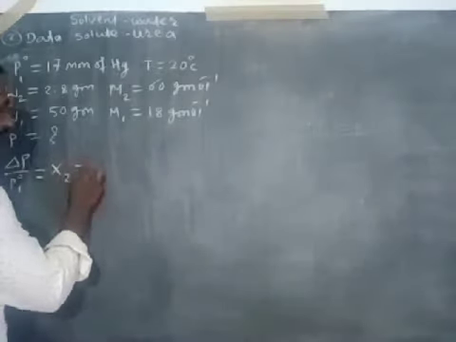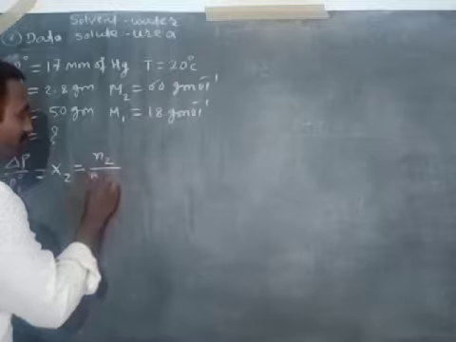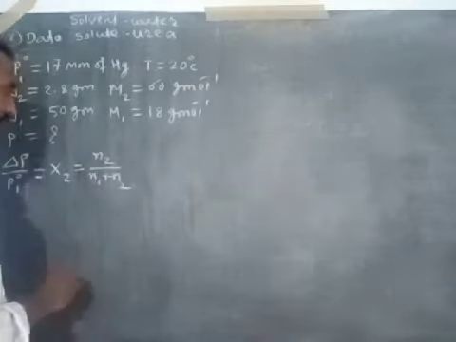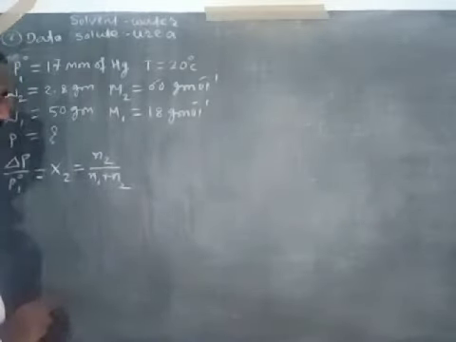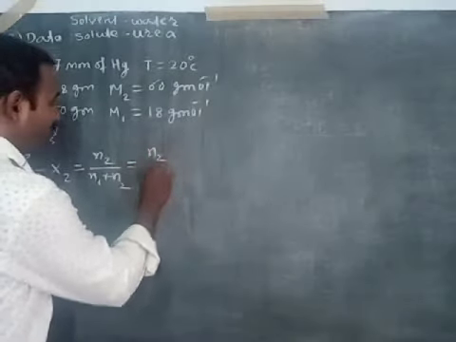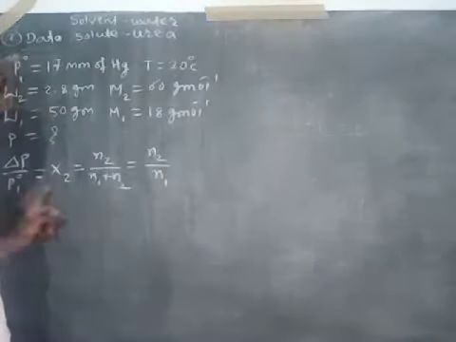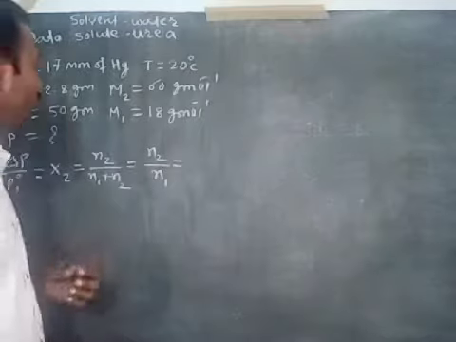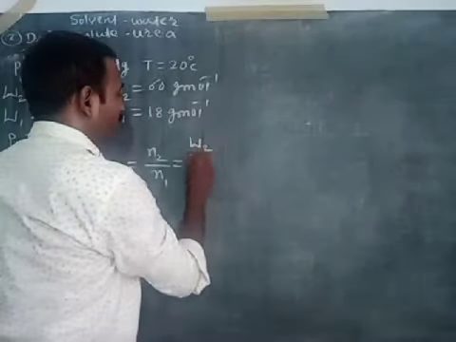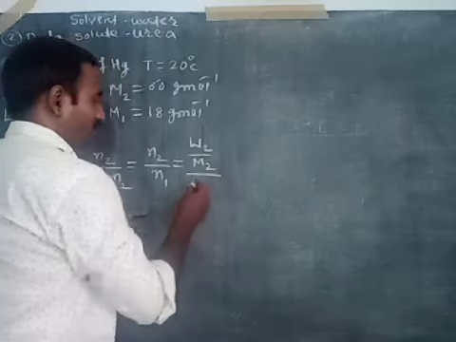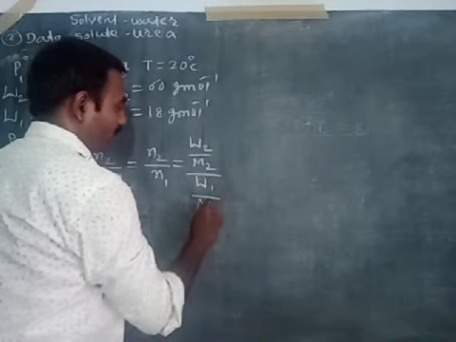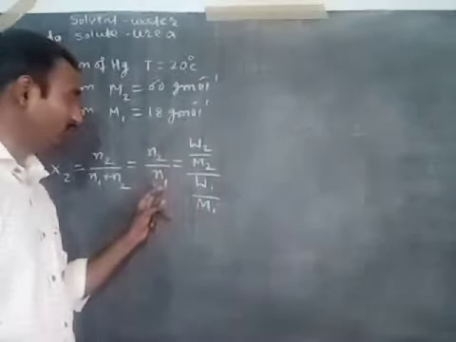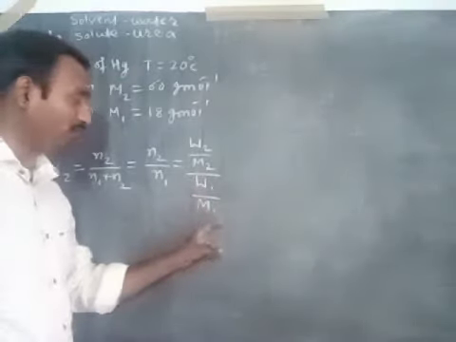But we know that x2 is nothing but n2 upon n1 plus n2, where we take n2 as a negligible value in the denominator, and in that case this formula will become n2 upon n1. So x2 is equal to n2 upon n1, where n2 means the number of moles of solute, which is represented as W2 upon M2. N1 is the number of moles of solvent, which is represented as W1 upon M1, because number of moles is equal to given mass upon molar mass. Here also the number of moles of solvent is equal to given mass of solvent upon molar mass of solvent.